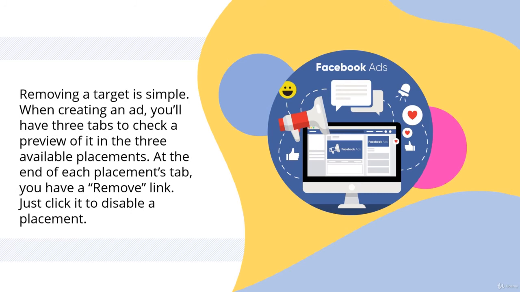Removing a target is simple. When creating an ad, you'll have 3 tabs to check a preview of it in the 3 available placements. At the end of each Placements tab, you have a Remove link. Just click it to disable a placement. Let's go to Chapter 6.